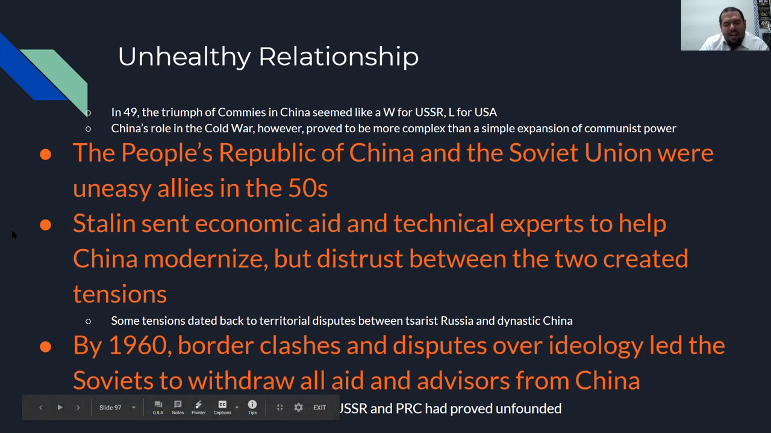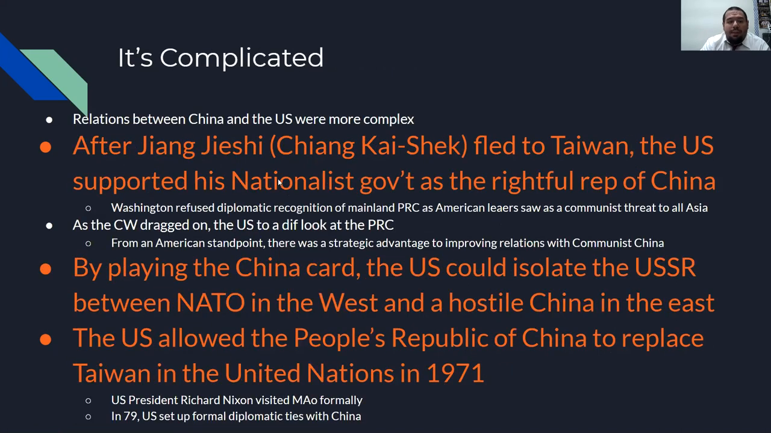Western fears of a strong alliance between the Soviet Union and the PRC actually proved to be unfounded because they broke up.